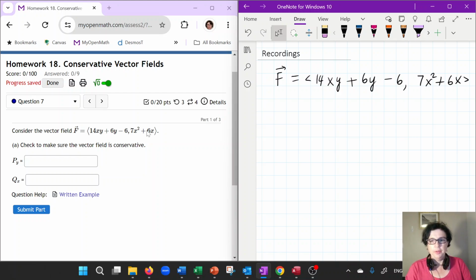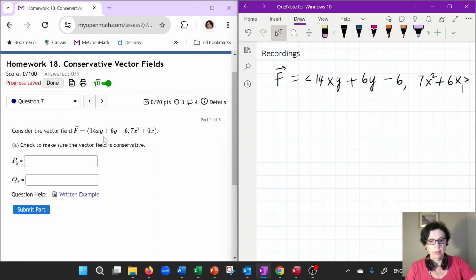Hello guys, in this video we are going to start talking about conservative vector fields, and in this question we have a vector field that has two components. We want to see if it's conservative, and if it is conservative then we will be able to find something called its potential.